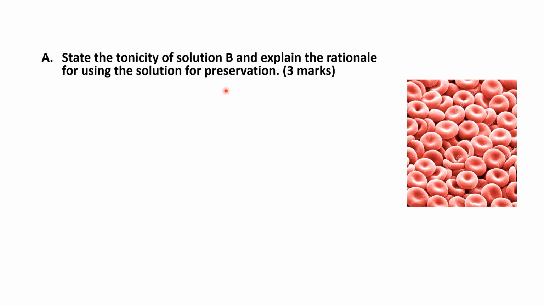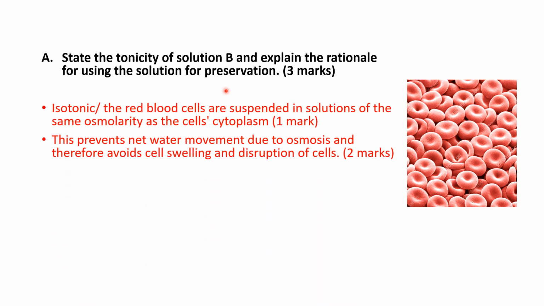So that tells us that most likely this solution will maintain the integrity of the red blood cell here. So the correct answer for the tonicity will be isotonic. When the solution is isotonic, it has the same osmolarity as the cell cytoplasm. So if you mention isotonic, or if you mention that it has the same osmolarity as the cytoplasm, we can give you 1 mark.